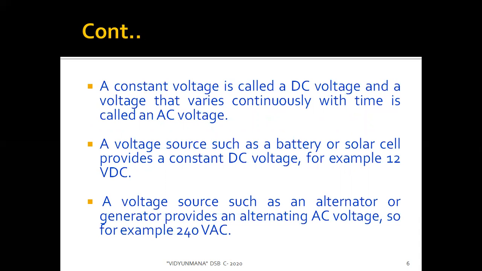Next, a constant voltage is called a direct current voltage, and a voltage that varies continuously with time is called an AC voltage. A voltage source such as a battery or solar cell provides a constant DC voltage, for example, a 12 volt DC supply. A voltage source such as an alternator or generator provides an alternating AC voltage, for example, 240 volt AC.